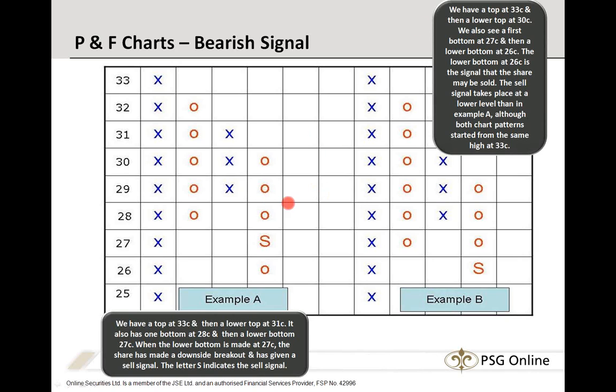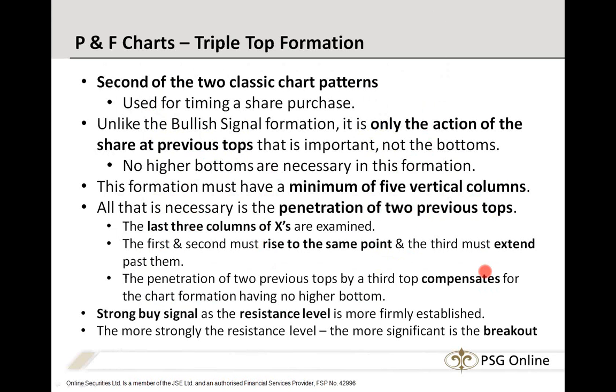Okay. So we spoke about a bearish signal. It's just obviously adding on to the double top, double bottom, and just as 4 columns. So we're just adding on to it. Let's talk about the triple top. This is the second of the 2 classic chart patterns. This is also used for timing a purchase, but unlike the bullish chart pattern, we're only looking at the action at the tops, not so much the bottom is important. So it's the actions at the previous tops that will give us the buy signal.